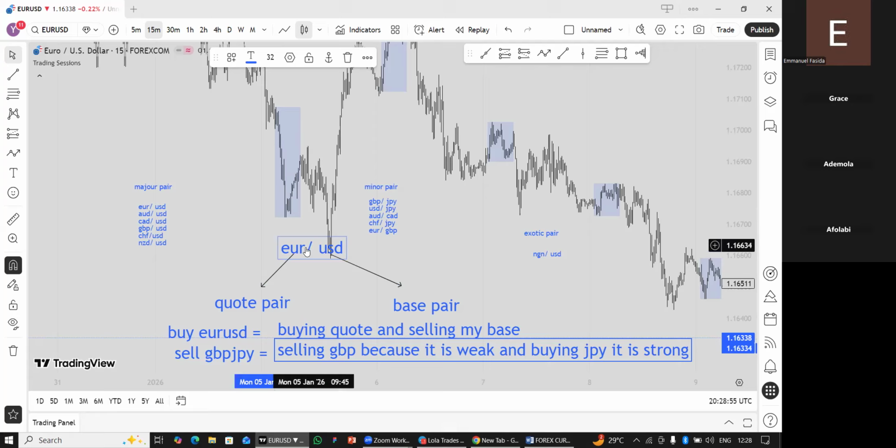If you say, oh, I want to sell Euro USD, that means the quote is weak and the base is strong. You will need it if you want to trade news. Keep this thing in the head.